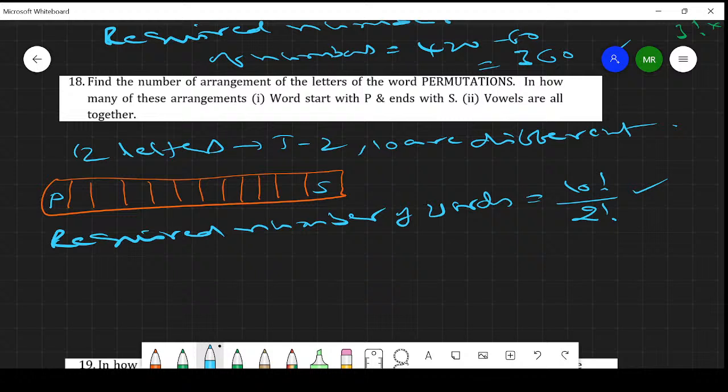And the second one, vowels are all together. When they are talking about vowels all together, you can see here, when the 5 vowels are taken as one unit, we have 8 units of which 2 are identical, right?